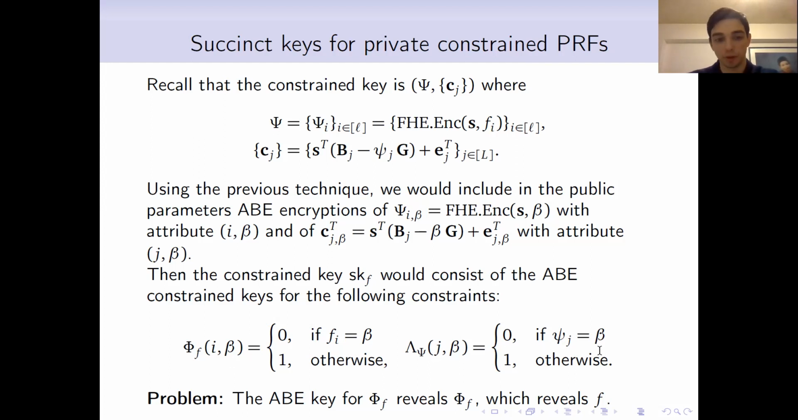The problem with this approach is that now the attribute-based encryption key for this function phi f reveals the constraint phi f, which in turn reveals f. And so we want to achieve private constraint PRFs, constraint hiding PRFs. And so this just does not work, and so we need something more.